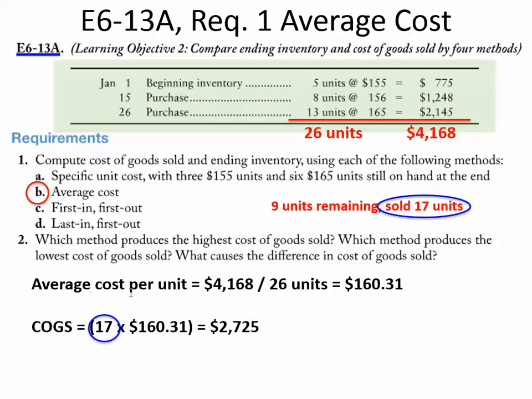So, cost of goods sold. I have sold 17 units, so I'm going to take the 17 times the $160.31 average cost, giving me $2,725. If you have any rounding on your homework, watch the rounding instructions in My Accounting Lab.